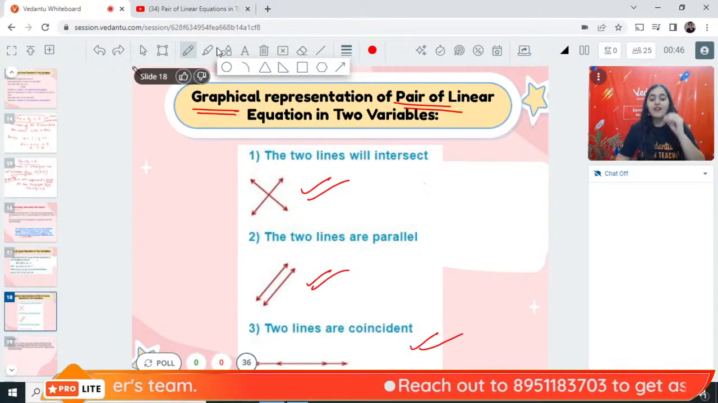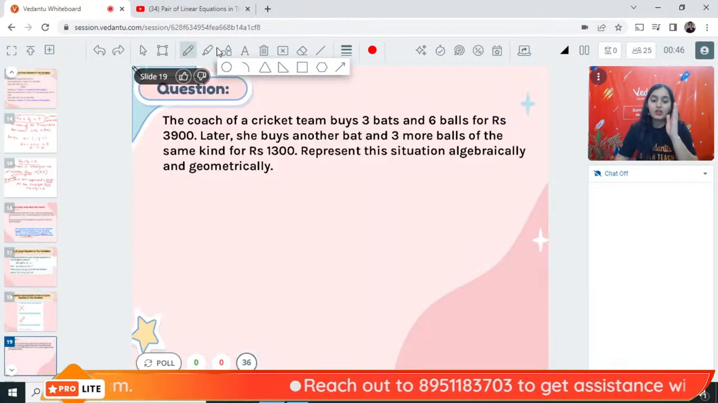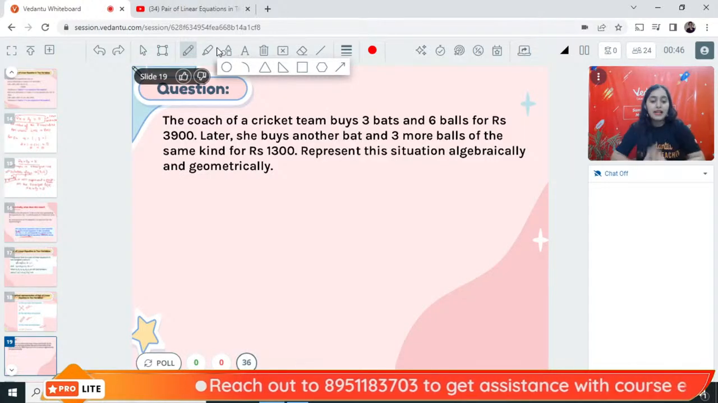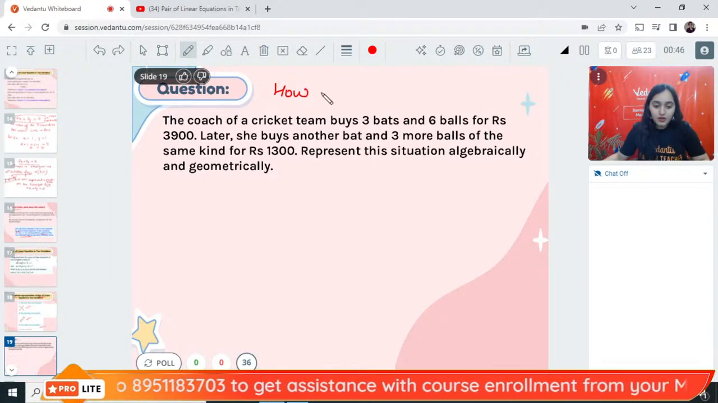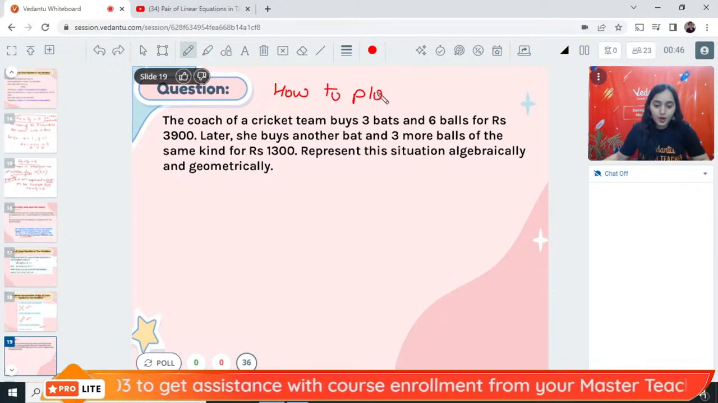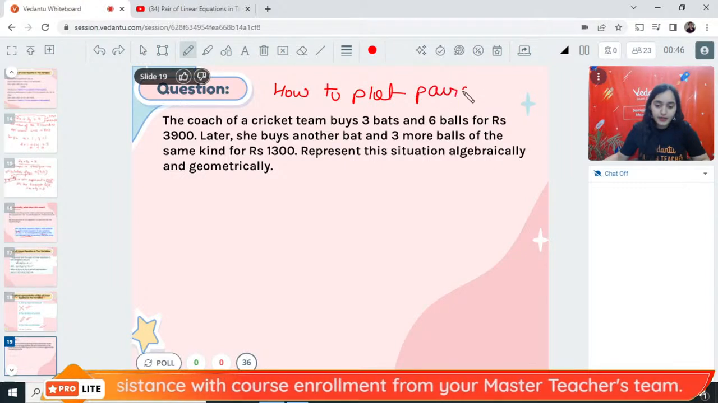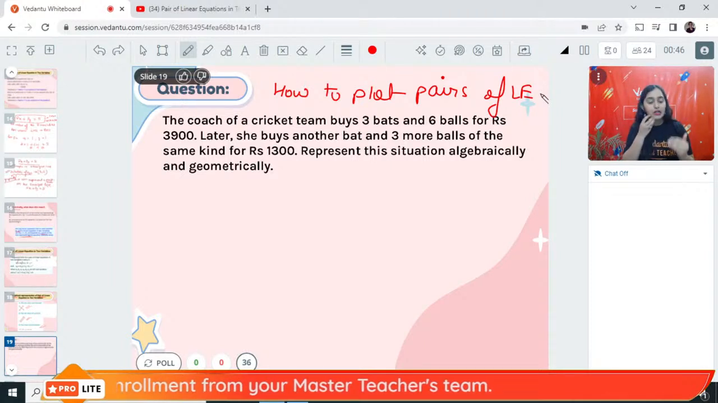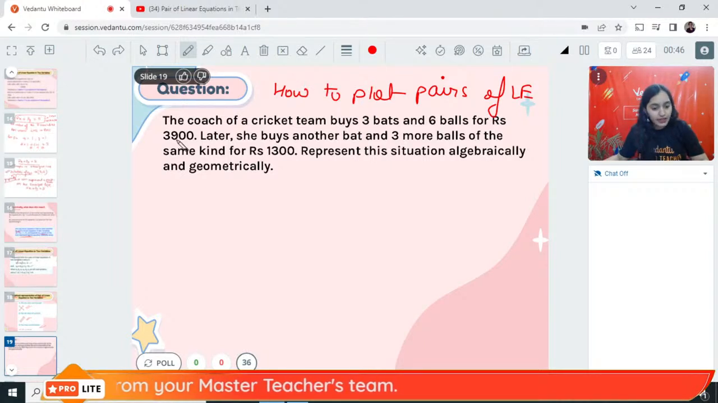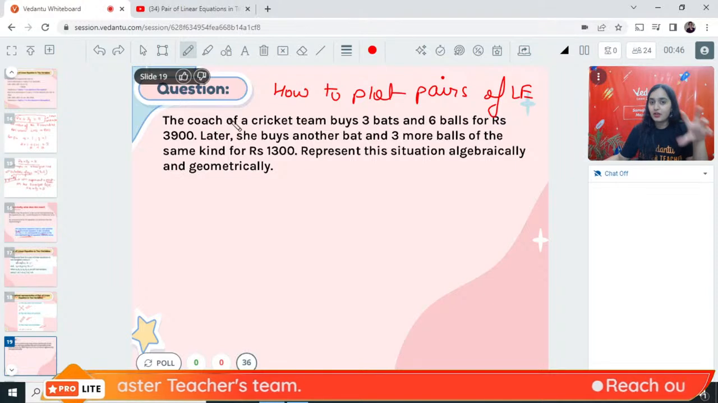Yes, so that is the graphical representation of a pair of linear equations. Now, let us try to learn how to plot pairs of linear equations. Okay, now let us look at the question and what it is trying to say.